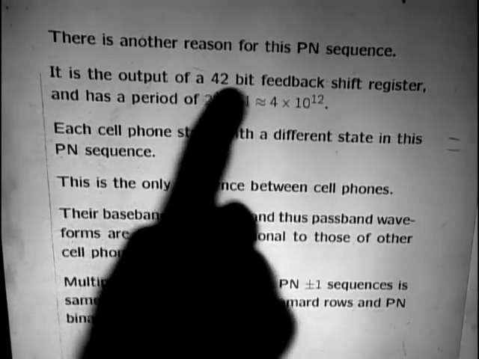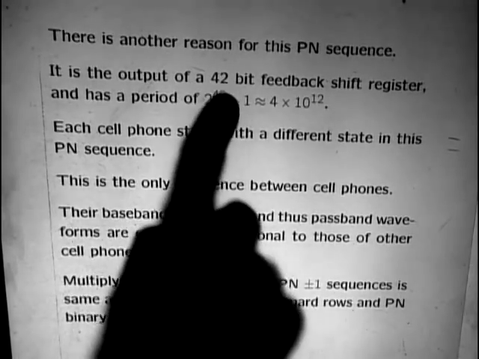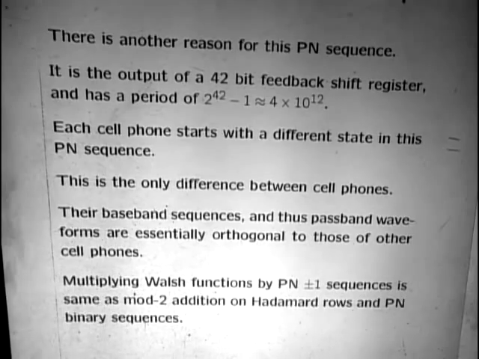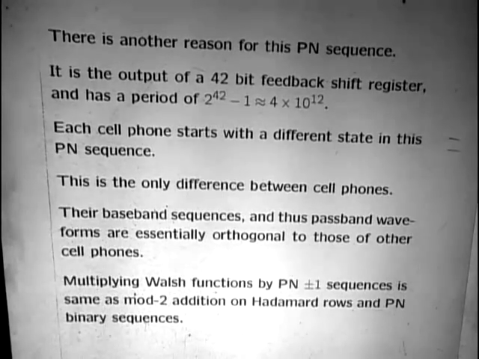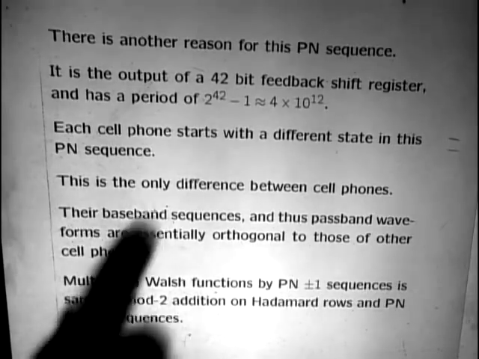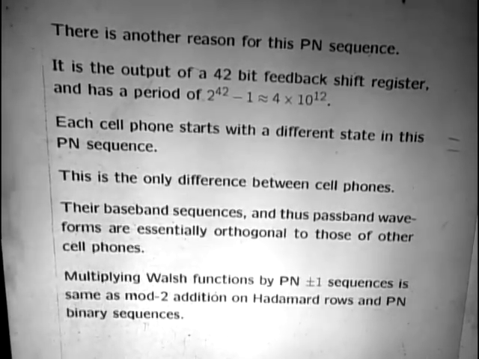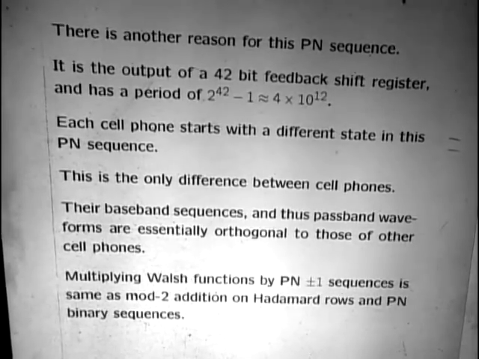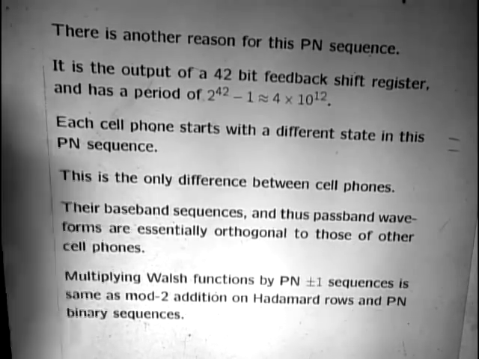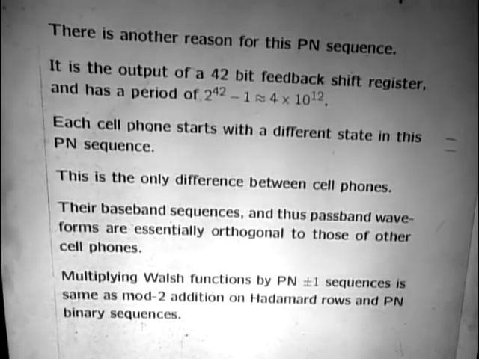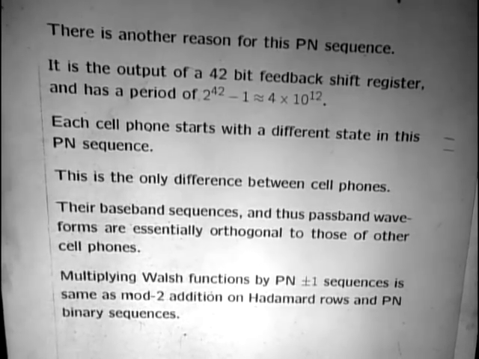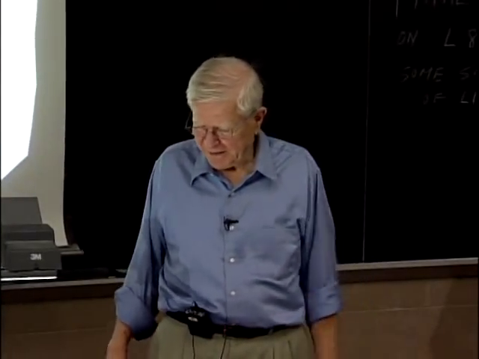The PN sequence is going to be generated by a 42-bit feedback shift register. If you don't know what a feedback shift register is, don't worry about it. Most of you probably do. A 42-bit feedback shift register with the right kind of settings in it is going to generate a periodic sequence with a period of 2 to the 42nd minus 1, which is about 4 times 10 to the 12th. So it doesn't repeat very often. This really looks like an IID sequence of binary digits. And it really goes through every non-zero 42-bit combination in this period. So it has very nice properties to it.